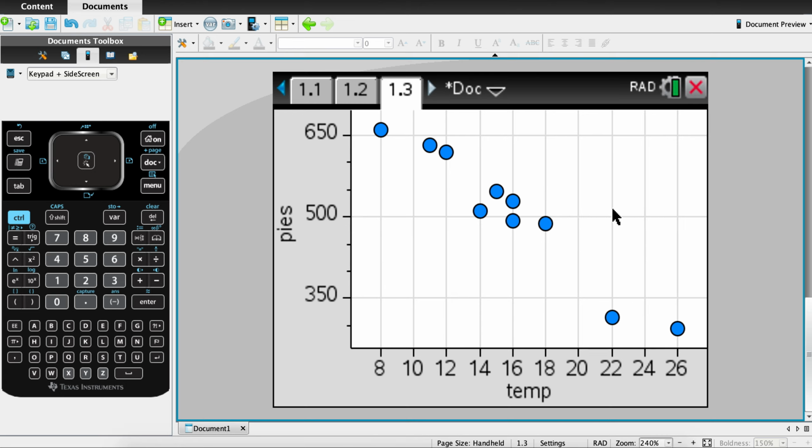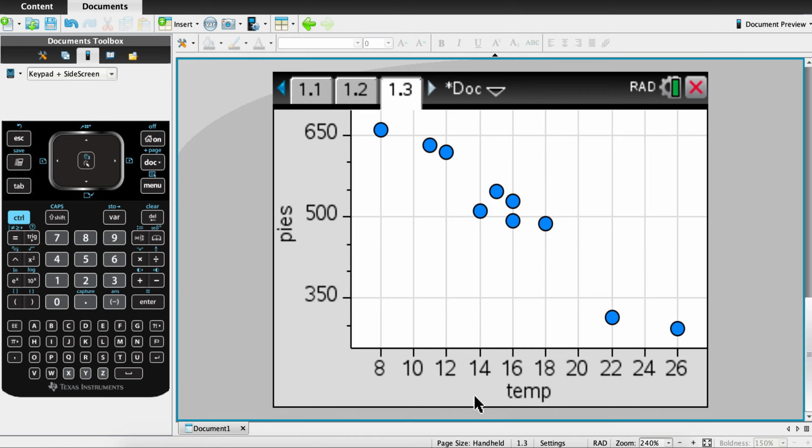Like so. From here, if I need to then describe this association, I can see that it's a fairly strong and it's a negative, so it's drifting downwards. It's a strong negative association. And the other thing that I can say is that as the temperature increases, the number of pies that are being sold is decreasing since it has that negative association. So I'm going to just go back to the notes now, just so that you can jot down a couple of points as to what we did here.